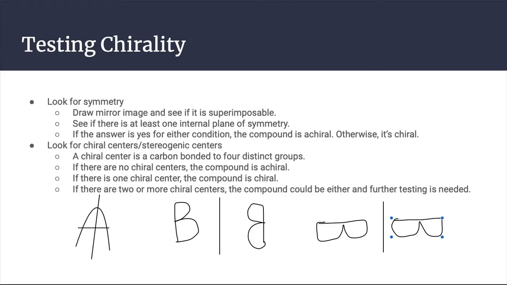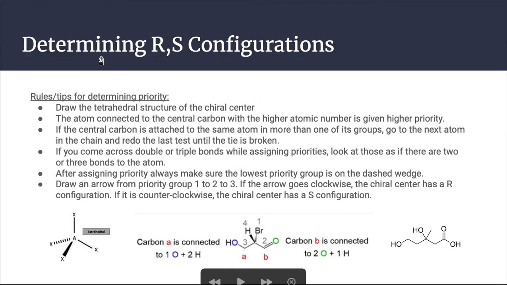So before we get into learning about that further testing, we need to go through one more thing, and that is determining R and S configurations. So R and S configurations are basically representative of how a chiral center is arranged, and that is important because how it's arranged has an effect on some of its physical properties, like optical activity.